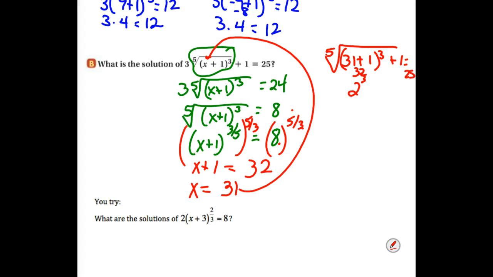I forgot what? Oh, I did. There's a 3 there. All right, there we go. So 2 cubed is 8. 3 times the 2 cubed, 3 times 8 is 24, plus the 1 gets us 25. Yes? All right.